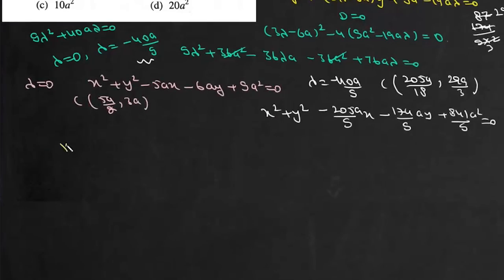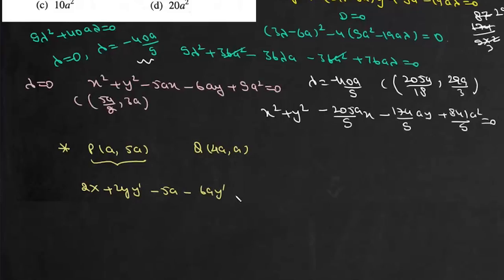Now we know that the two circles intersect at this point P, which is (a, 5a), and Q, which is (4a, a). Now we'll find the slope of tangents at their point of intersection at P. Now we differentiate this first equation, we get 2x plus 2y y' minus 5a minus 6a y' equals 0.